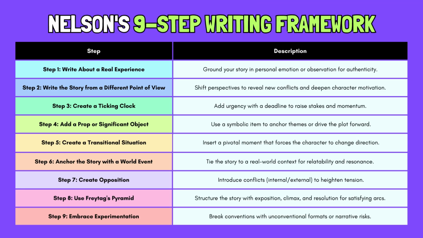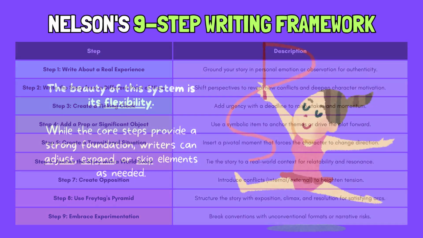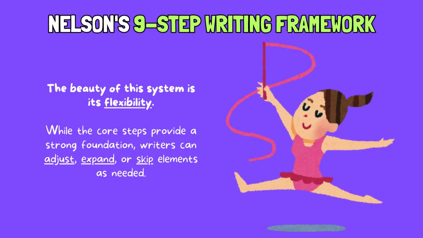What makes Nelson's framework so powerful is how each step builds on the others. You start with authentic emotion from your real experience, then layer on different perspectives, urgency, symbolic objects, moments of change, real-world context, compelling conflict, solid structure, and finally, your unique creative voice. The beauty of this system is its flexibility. You can use this framework for any genre, from romance to sci-fi to thriller.